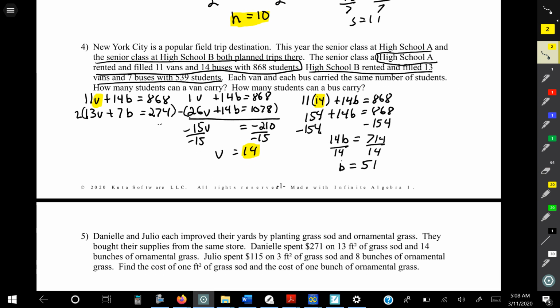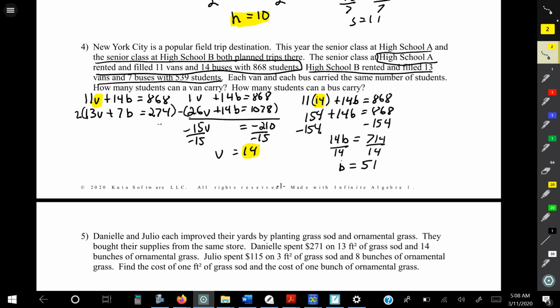All right, so here's number 5. We've got Danielle and Julio improved their yards by planting grass sod and ornamental grass. They bought their supplies from the same store. Daniela spent $271 on 13 square feet of grass sod and 14 bunches of ornamental grass, and Julio spent $115 on 3 square feet of grass sod and 8 bunches of ornamental grass. Find the cost of 1 square foot of grass sod and the cost of one bunch of ornamental grass.